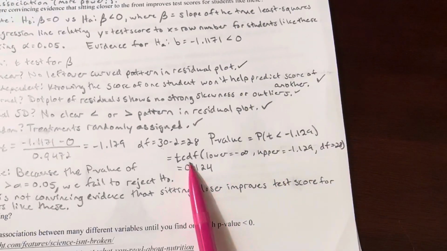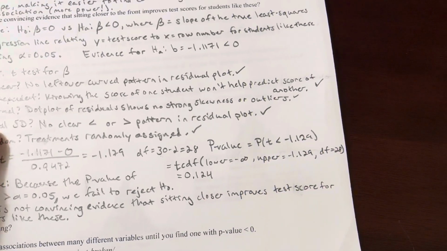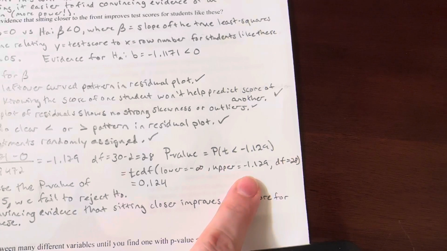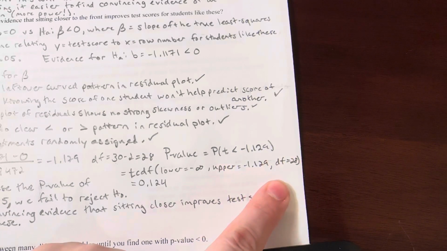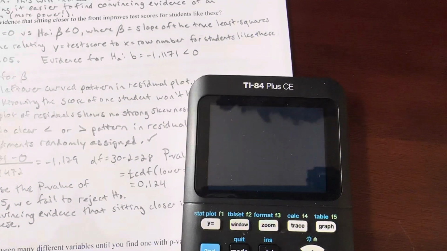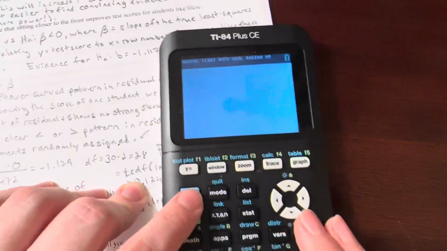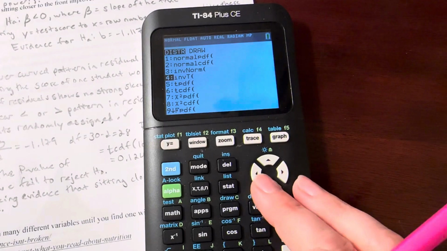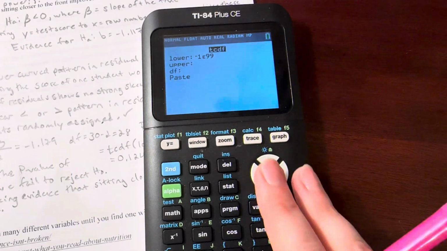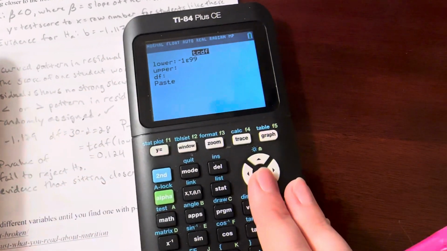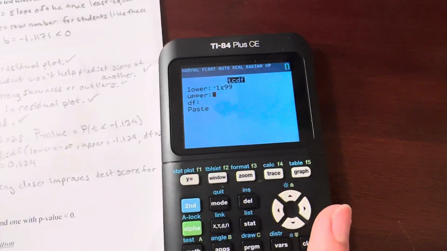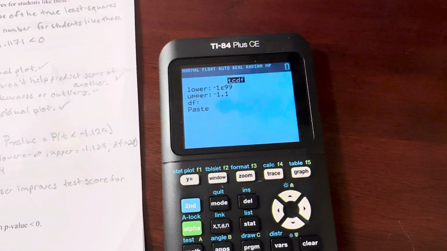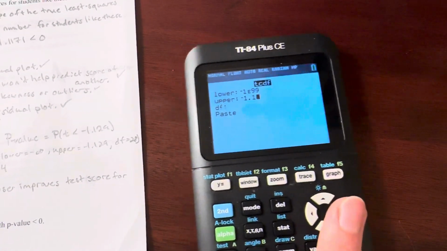All right, so I'm going to use tcdf, and because I'm going less than, my lower bound is going to be negative infinity. My upper bound is negative 1.129, degrees of freedom 28, and if you put that into the calculator, we're going to hit second vars to get to distribution. Go down to tcdf. Lower bound is negative infinity. It's already defaulted to that, so I'm going to go down to upper bound. My upper bound is about negative 1.1. That should be 179, I believe.